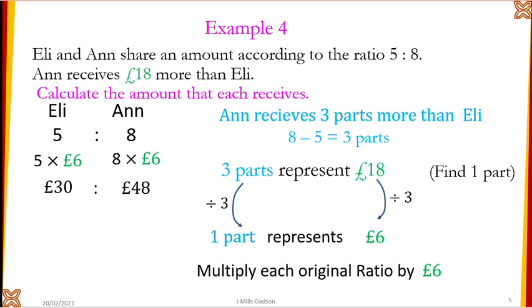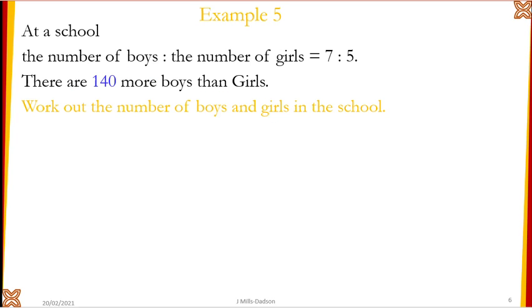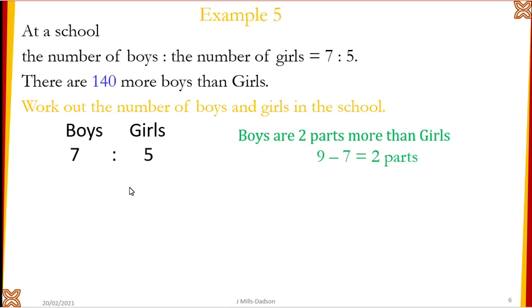Let's look at one example similar to this. At a school, the number of boys to the number of girls is 7:5. There are 140 more boys than girls. Work out the number of boys and girls in the school. Alright, so we set up the ratio boys to girls. And if boys are 140 more, it's because boys are 2 parts extra than girls, as you can see. So let's work out the excess parts. So boys are 2 parts more than girls because 9 minus 7 equals 2 parts.